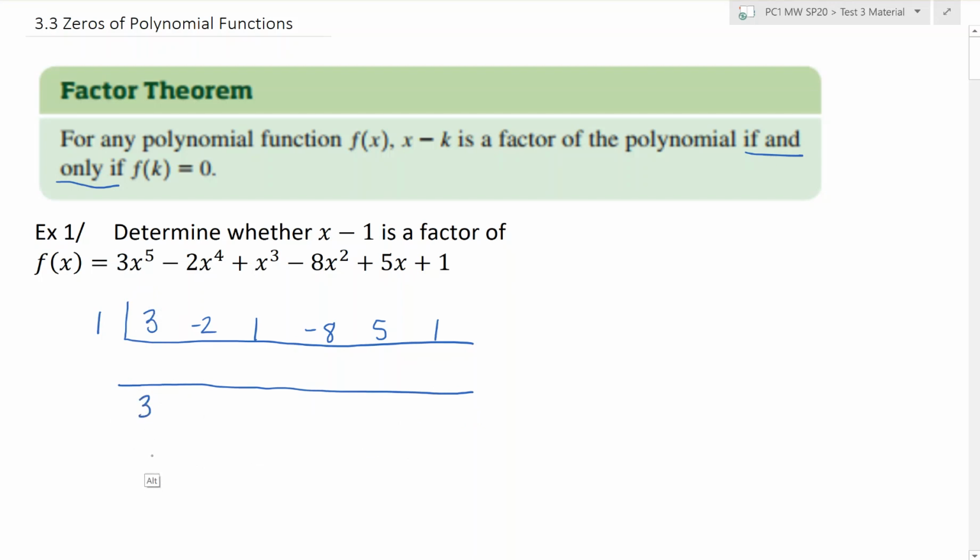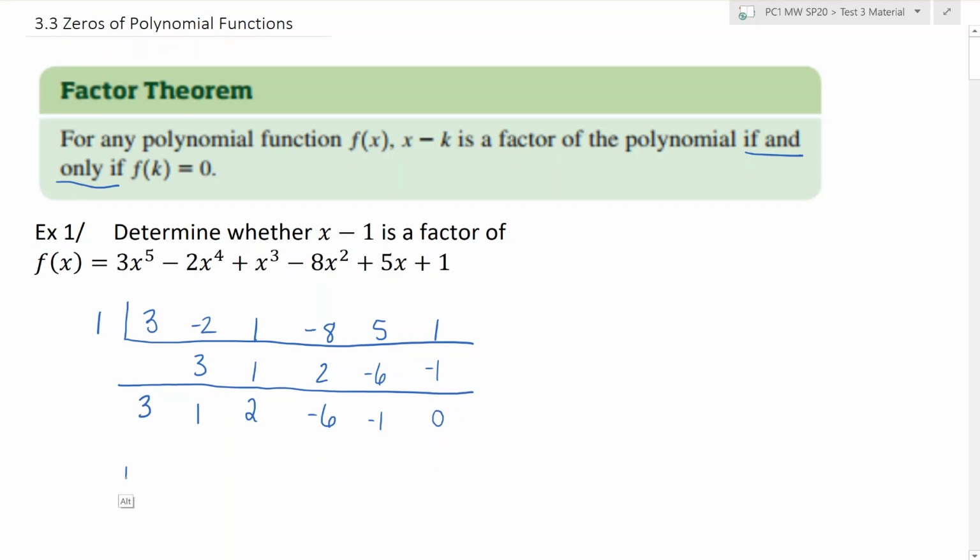Carry down the 3 and multiply up, combine down all the way through. 3 times 1 is 3, negative 2 and 3 is 1, 1 times 1 is 1, 1 and 1 is 2, 2 times 1 is 2, negative 8 and 2 is negative 6, negative 6 times 1 is negative 6, 5 and negative 6 is negative 1, negative 1 times 1 is negative 1, 1 and negative 1 is 0.